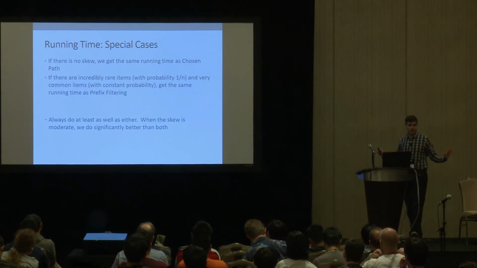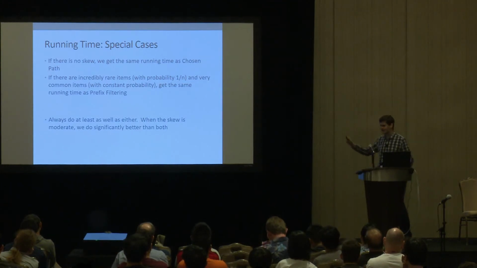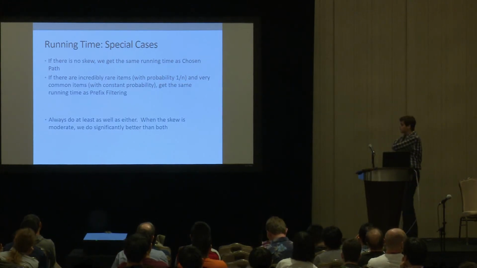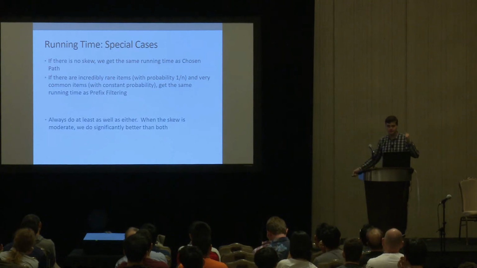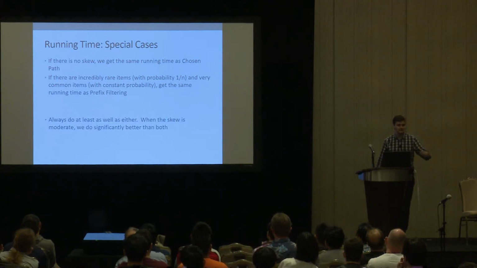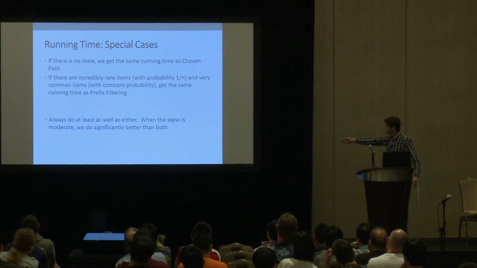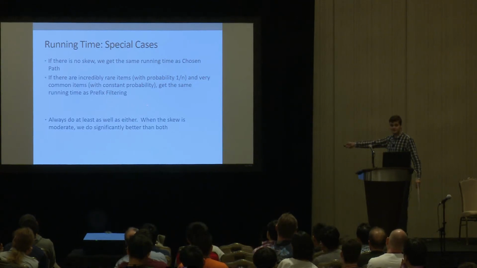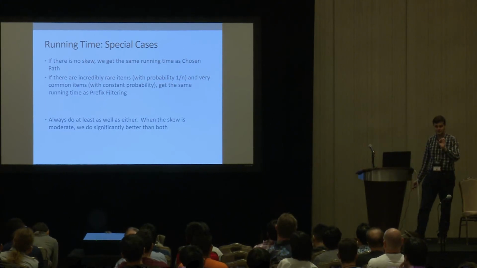If there's no skew at all, if there's no structure, then we get the same running time as chosen path. Everything just sort of cancels in those equations before. If there are incredibly rare items, where you only have a constant number of database sets containing each of these items in expectation, something like Hobbit, where you're only going to find one book with it, and then the rest of the items are very common, they occur with constant probability, then you get the same running time as prefix filtering.